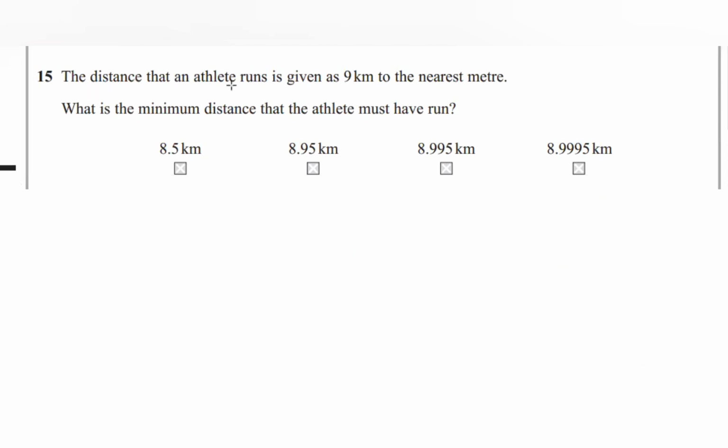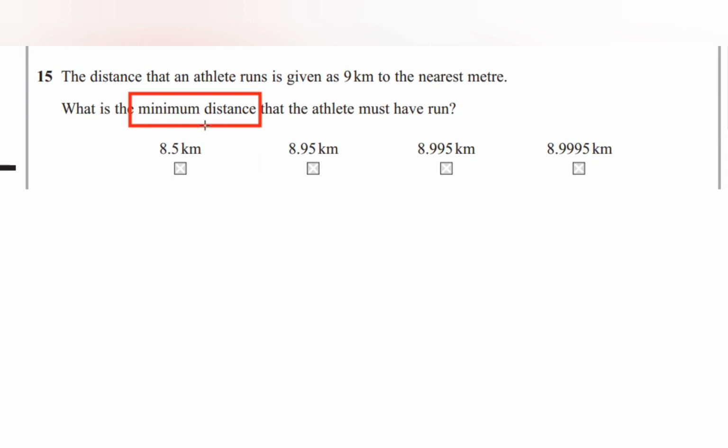Now, the distance that an athlete runs is given as 9 kilometers to the nearest meter. What is the minimum distance that the athlete must have run? Now, minimum distance means what? It means we need the upper and lower bounds. Because they call them minimum distance, maximum distance, the upper bound, the lower bound. They have different names. So you have to focus on understanding all the names that you have.